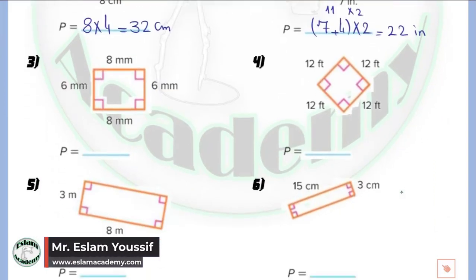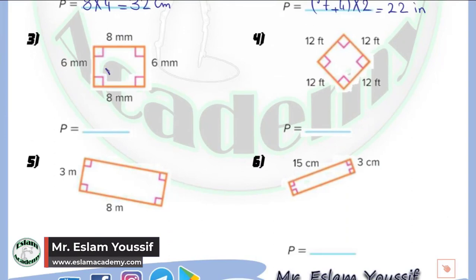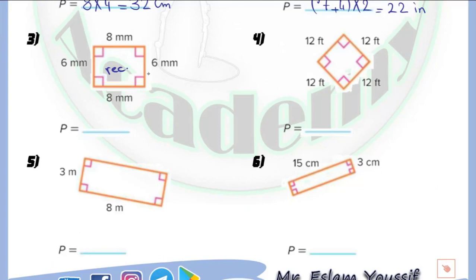In question number 3, we have the same. We are talking about a rectangle because the adjacent sides are different in length, and each two opposite sides are equal. So the perimeter of the rectangle will be equal to length plus width multiplied by 2. So 8 plus 6 equals 14, then multiply by 2: 2 times 4 equals 8, and 2 times 1 equals 2. So the answer is 28.